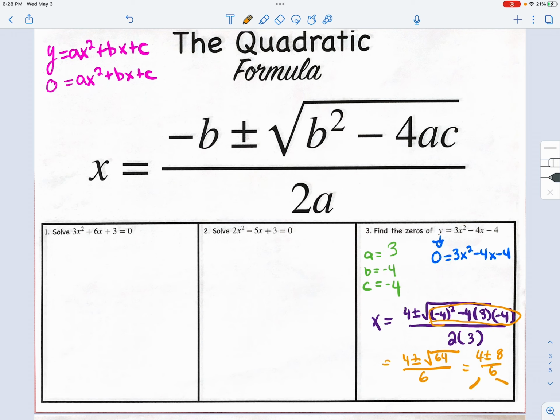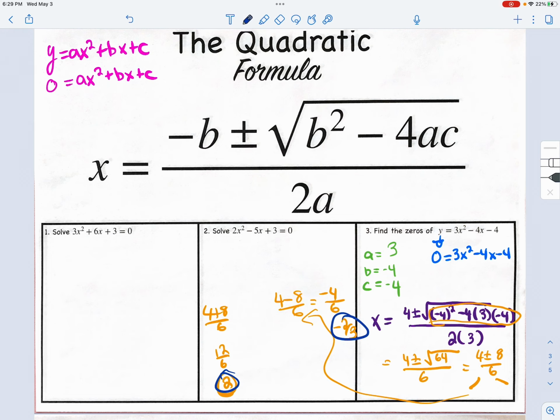This is the point where we separate, right? So we have one that is, and I'm just going to kind of move this over here for lack of space, 4 plus 8 divided by 6 and 4 minus 8 divided by 6. 4 plus 8 is 12. 12 divided by 6 is 2. Here, 4 minus 8 is -4 divided by 6. This becomes -2/3. Okay.